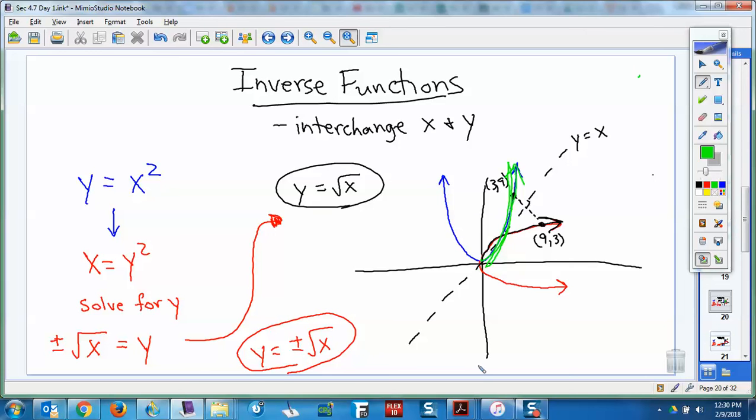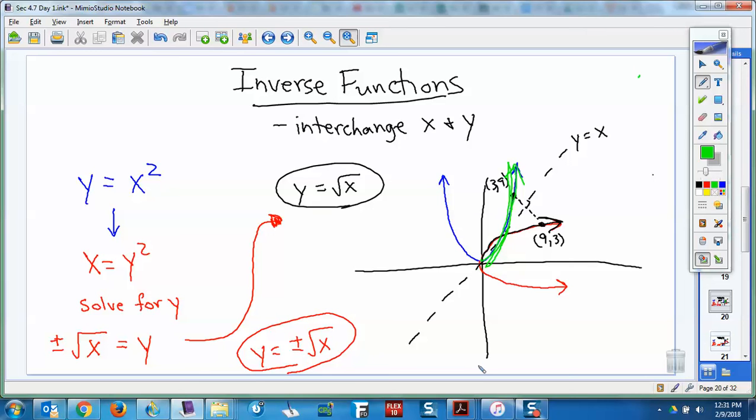Unlock that too. Would you just flip that? I am. Just flip that up. There you go.